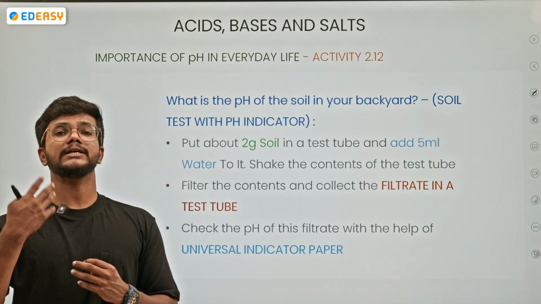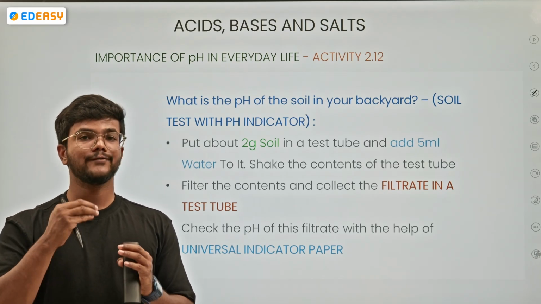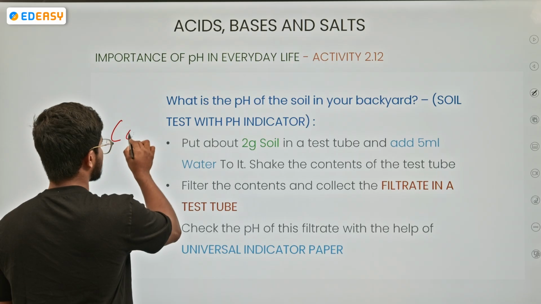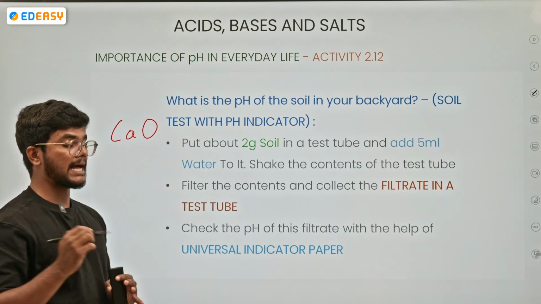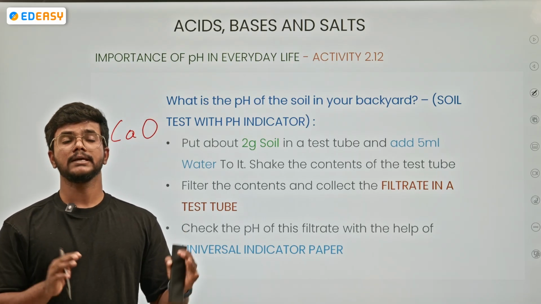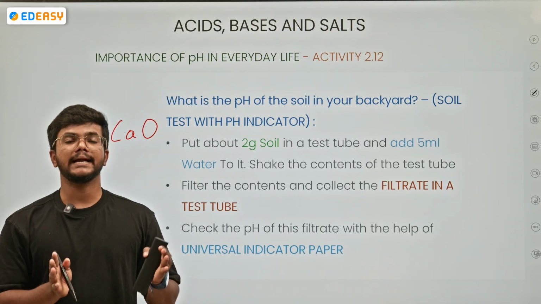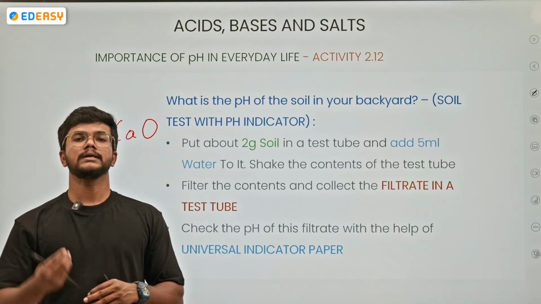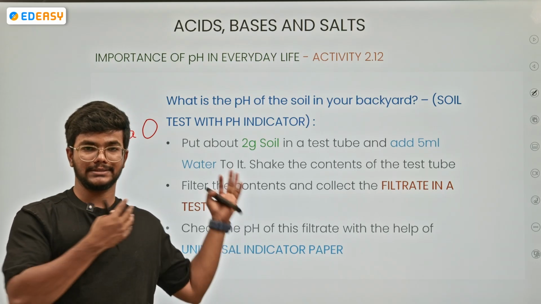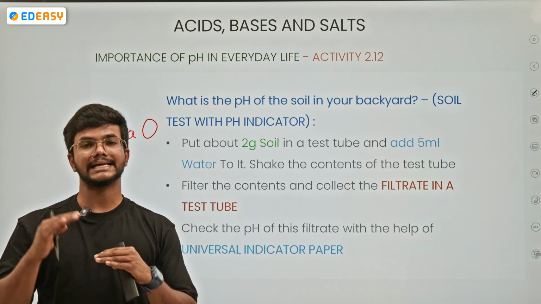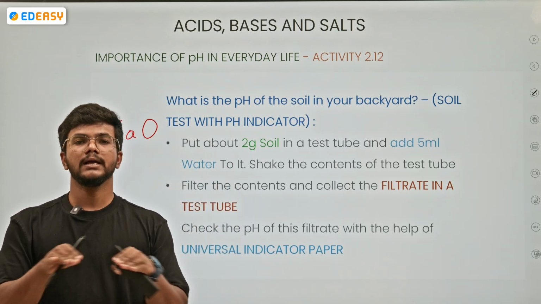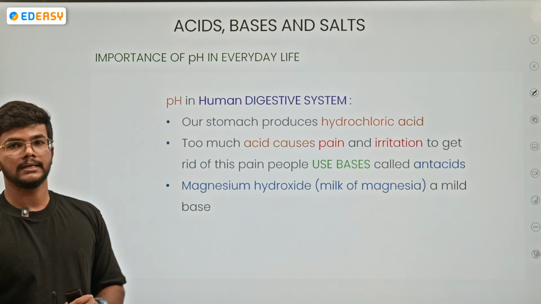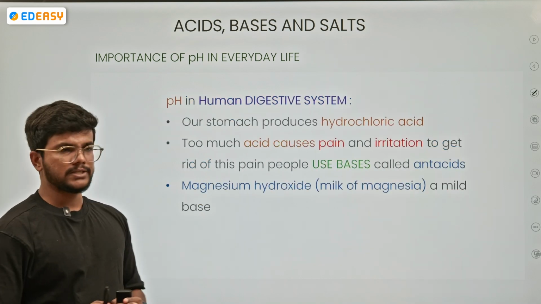So when the acidity of the soil is more, we will add a base, which is nothing but calcium oxide. Remember, this question has been asked for the last 5 years. That is why we add calcium oxide or lime to the soil, because lime or calcium oxide will decrease the acidity of the soil, which makes the soil neutral. Okay, remember. Next, pH in the human digestive system.